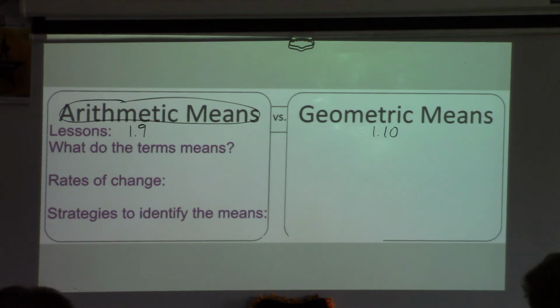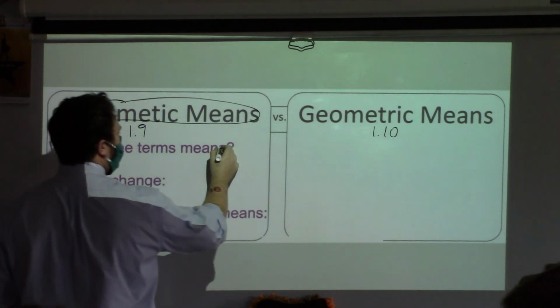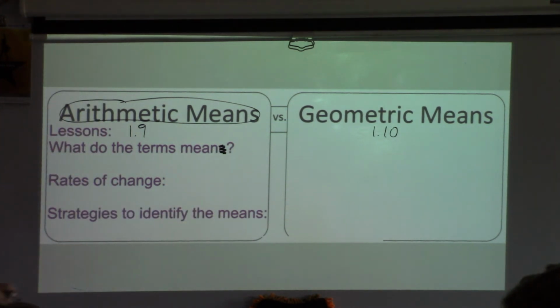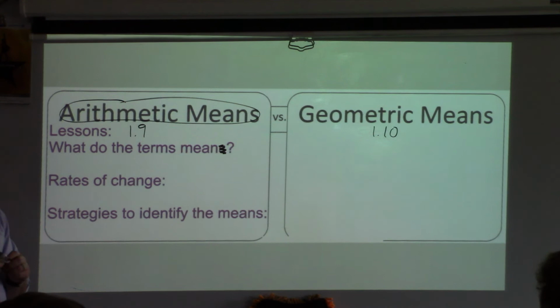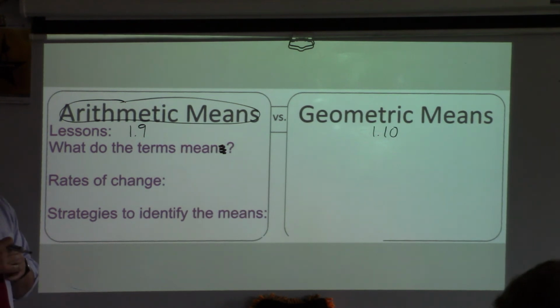Okay? What do the terms mean? That should say mean, not means. What do we mean by an arithmetic mean? Partially. We do have arithmetic means when we are dealing with arithmetic sequences. Linear. So it would be the idea of linear. So what would it be for a geometric mean? Multiplicative. Notice multiplicative. That would be under the rates of change.